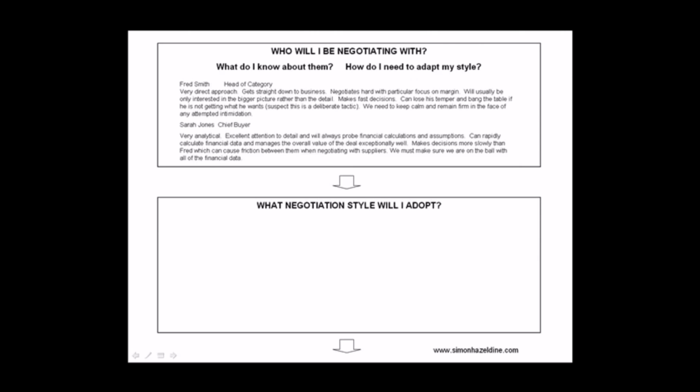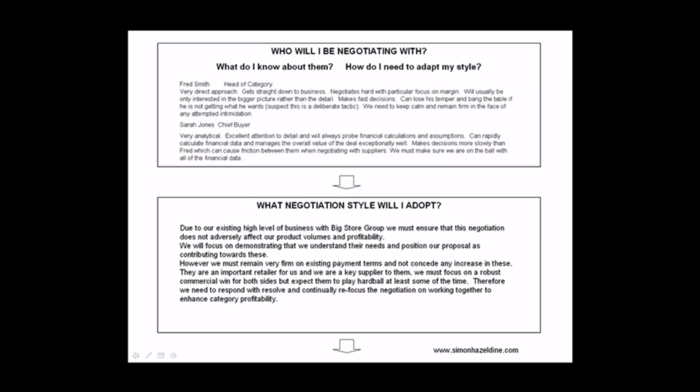But we must make sure we're on the ball with all of the financial data. So what sort of negotiation style should we adopt? Well, due to our existing high level of business with Big Store Group, we've got to ensure that this negotiation doesn't adversely affect our existing product volumes or profitability. They're a key account for us, so we really don't want to fall out with them and go to war. So we're going to focus on demonstrating all the way through that we understand their needs and position our proposal as contributing towards those. It's going to be very focused on them.